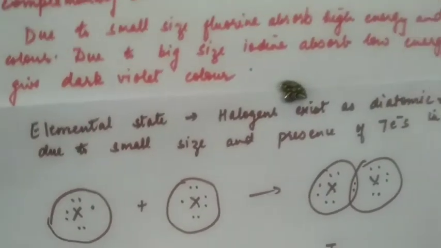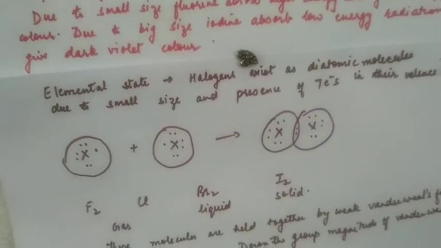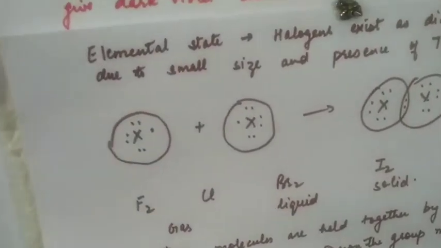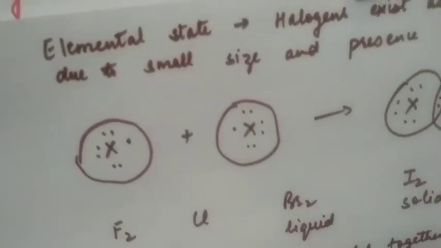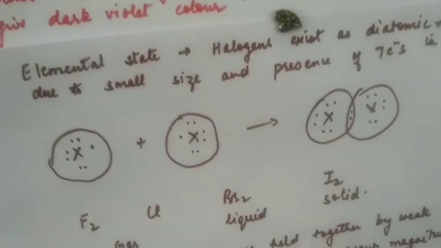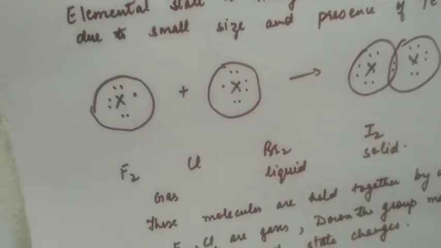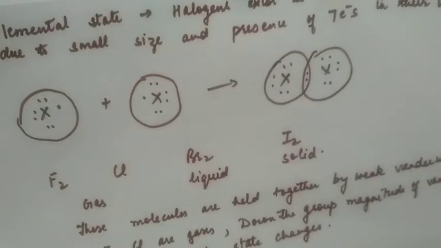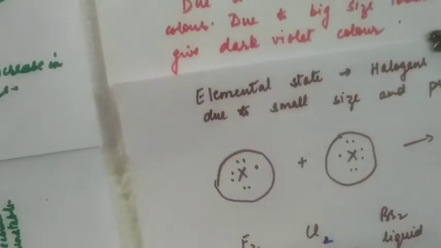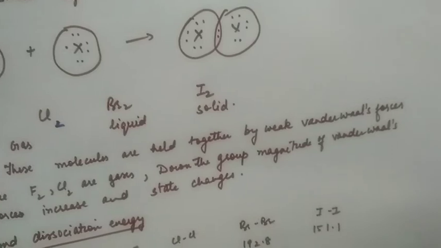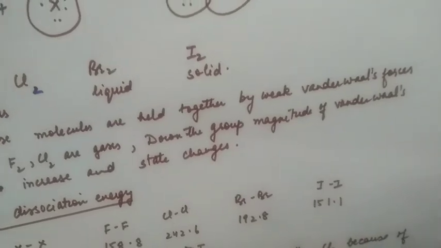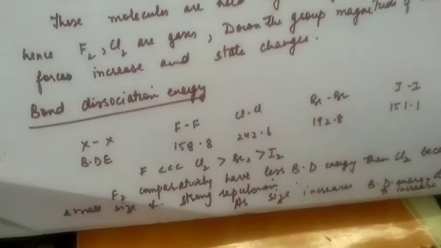In elemental state, halogens exist as diatomic molecules due to small size and presence of 7 electrons in their valence shells. They need only 1 electron to complete their octet, which they do by sharing of electrons. As a result, they form diatomic molecules. Fluorine and chlorine are gaseous, whereas bromine is liquid and iodine is solid. These molecules are held together by weak van der Waals forces, hence fluorine and chlorine are gases. Down the group, the magnitude of van der Waals forces increases and the state changes.